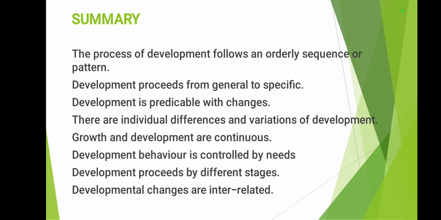We made mention of the continuity of development, and we say development and growth, or growth and development, are usually what? Continuous. And we say development behavior is controlled by needs. You need nutrients, you need social support, you need emotional support to be able to develop and to be able to grow. And we also say development proceeds by different stages. What are the stages we mentioned? I talked about Sigmund Freud's psychosexual stages of individual development, and I promise that when we get there, we'll explain it better. And we also said that development changes are interrelated. You are not expected to halt one particular section of your development at a particular point in time for the other to come, because the changes are coming interrelatedly, both physically, emotionally, psychologically, and otherwise.